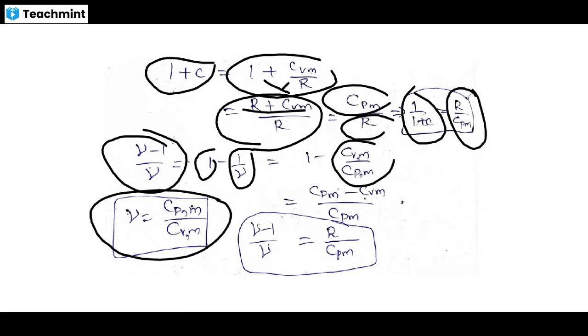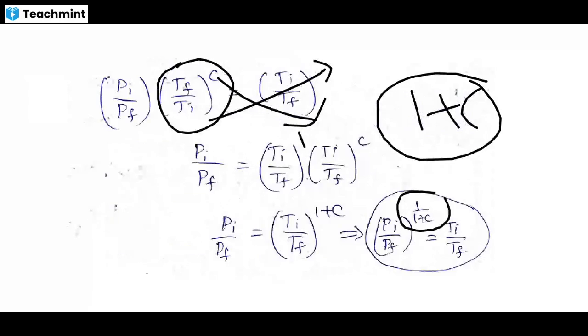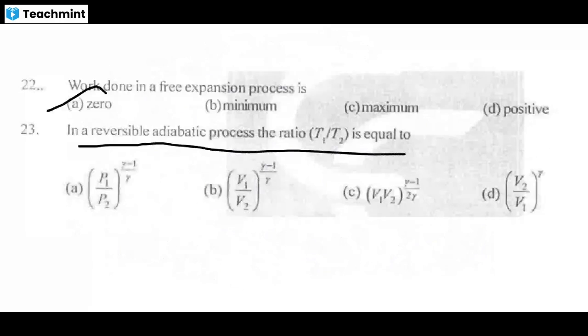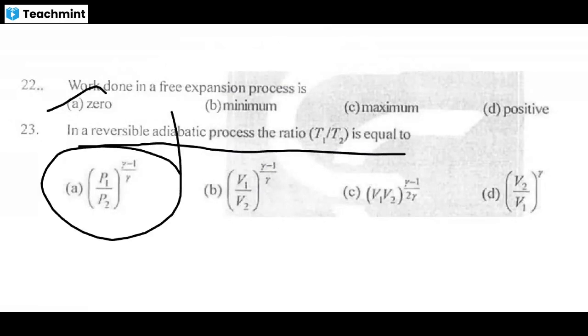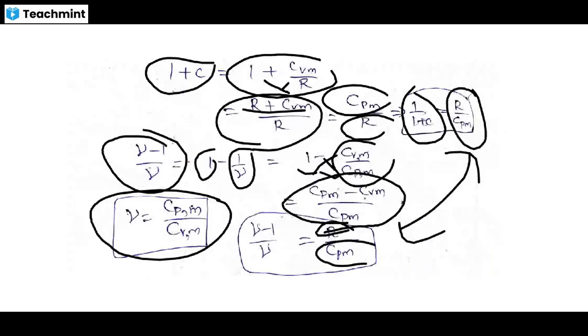Then take the multiplication: Cp by Cv times Cv by Cp. Cp minus Cv equal to R divided by Cp. So these two are the same. These are simple mathematical calculations. If you know the formula and do the calculation, you find the answer. Many problems are asked from this adiabatic expansion.